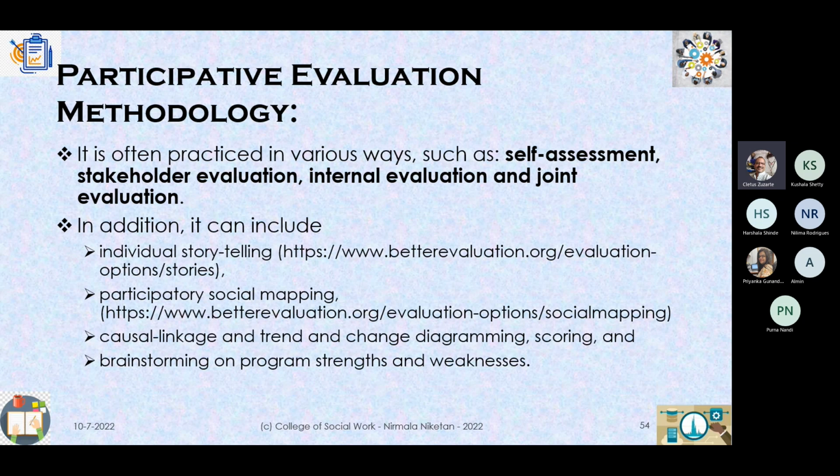There are various ways in which we can go about this. One is a self-assessment, a stakeholder evaluation, an internal evaluation, and a joint evaluation. So there are different ways in which we go about this participatory evaluation. A self-assessment is where the stakeholders themselves, like the primary beneficiaries themselves, rate.